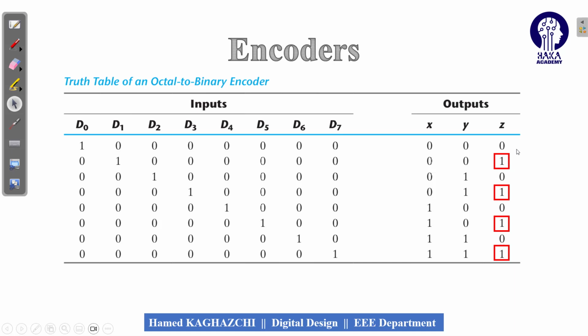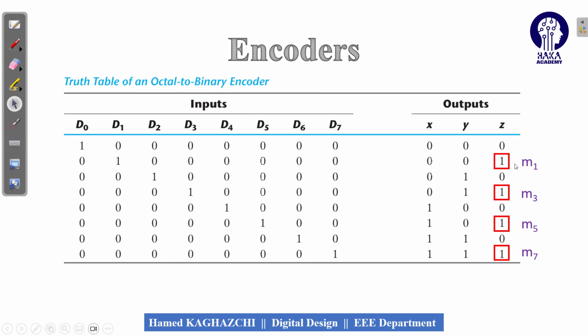Now look at here. If I start with z, I know that z is equal to the ones of the column z. But if I want to write it as a sum of minterms, how can I write it? If you look at here, you can see that this is M1, and this is M3, this is M5, and this is M7.